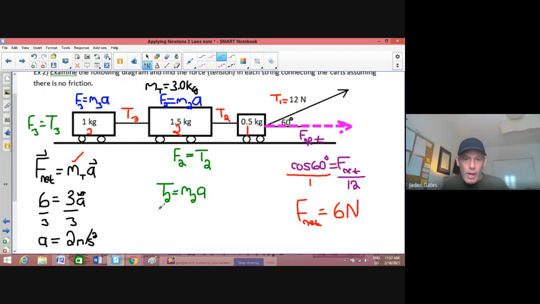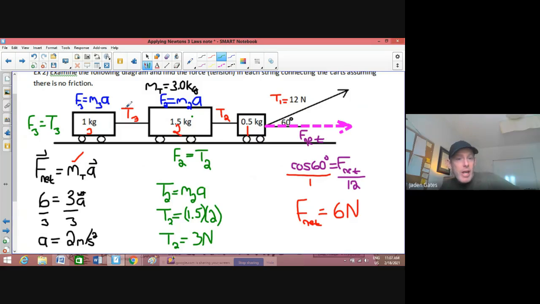T2 then is equal to the mass of this cart, which is 1.5, times the entire system's acceleration, which happens to be 2, because again, they're all accelerating at the same rate. And so this rope pulls with 2 times 1.5. Well, that's 3 newtons, because this string or rope or wire, whatever you want to call it, is only pulling 2 carts.